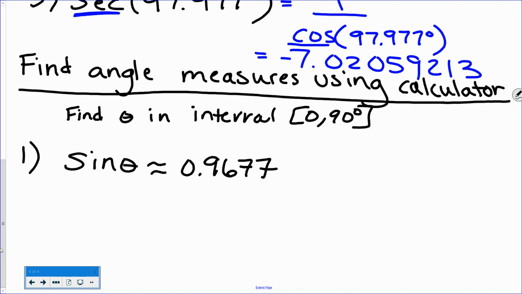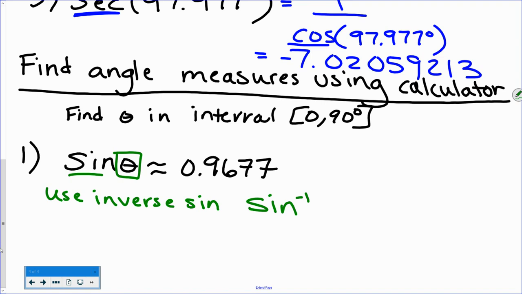So I'm solving for theta. Just like if I was solving an equation, you've got to undo what's being done to theta. So I need to undo sine. I need to use the inverse operation, so I need to use inverse sine. Inverse sine on your calculator is the sine to the -1 button, which for most of you should be your second function that's written above sine, and above cosine and above tangent would be those inverse functions.